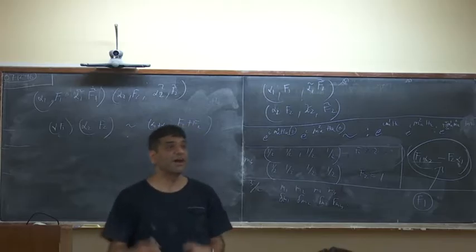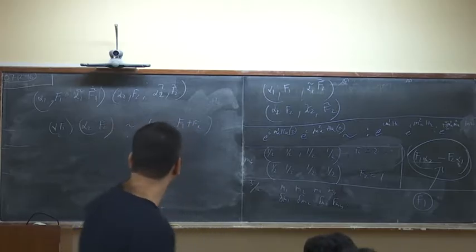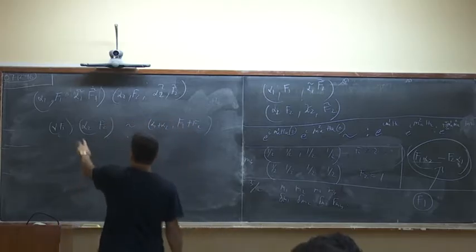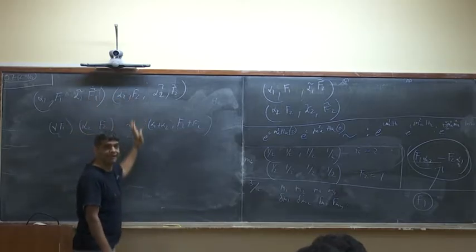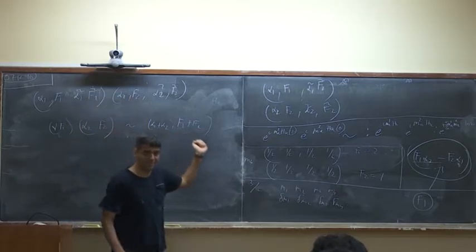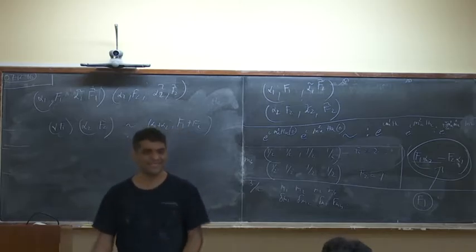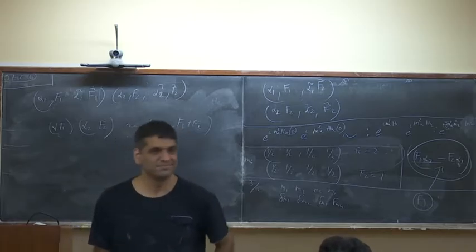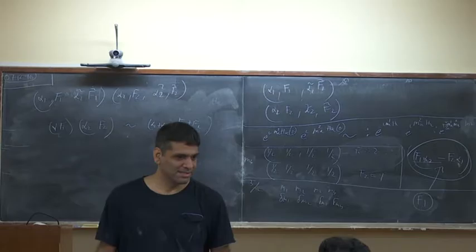Okay? So whatever truncation you have in your sectors has to respect this. If you've got something here and something else there, then according to the OPE rule, something also has to exist.